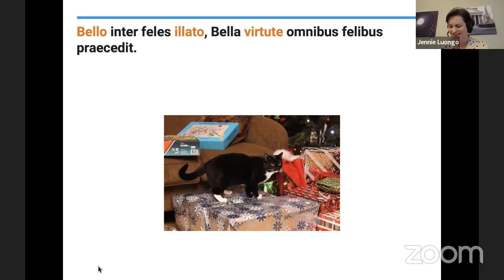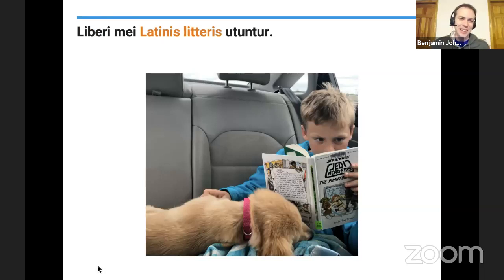With her courage, okay. And then we've got this one, okay, Liberi meae, Latinis litteris utuntur. So my children, and we've only got one here, utuntur, they use Latin letters because English uses Latin letters too. This is my son, Filius Meus. He's reading Jedi Academy. And you can see our little puppy there.